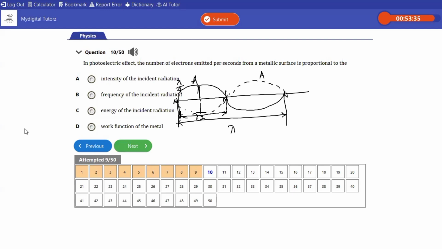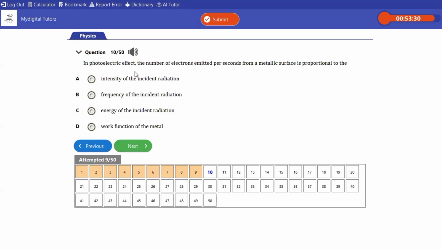Question 10 says, in photoelectric effect, the number of electrons emitted per second from a metallic surface is proportional to A, intensity of the incident radiation, B, frequency of the incident radiation, C, energy of the incident radiation, D, work function of the metal. The correct answer here is intensity of the incident radiation, right? Since they are talking about the number of electrons, remember intensity determines the number of photons hitting the surface per unit time. And each of the photons has a potential to eject an electron as it hits the metal surface.